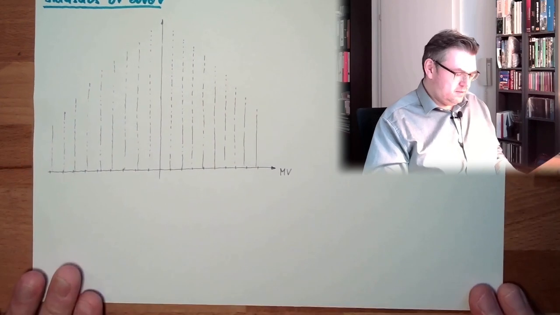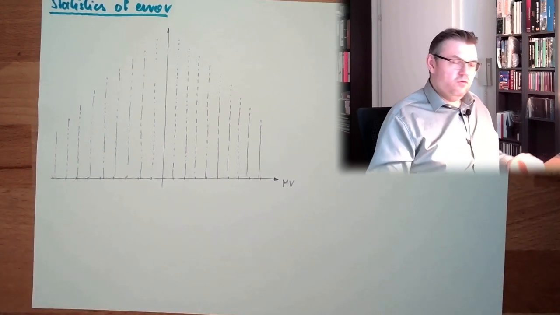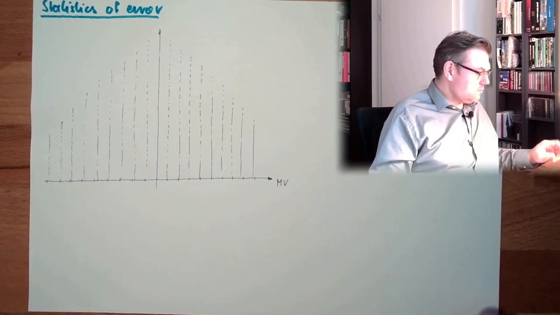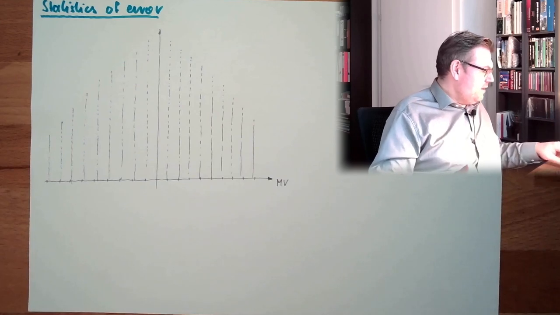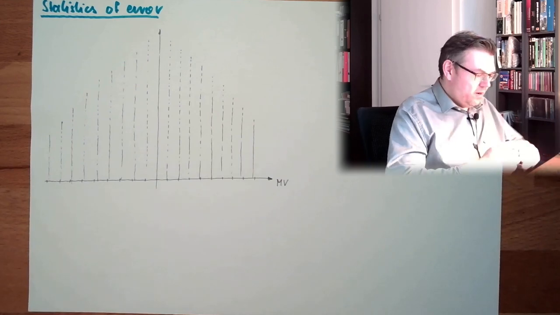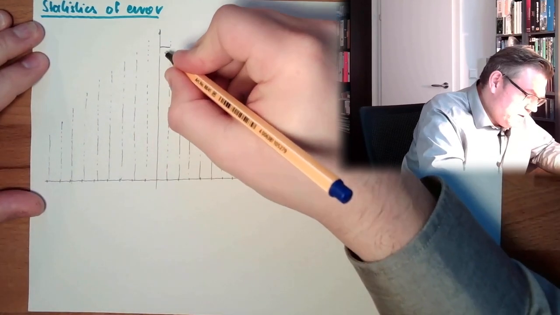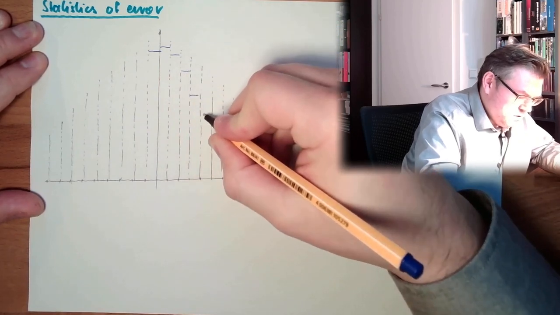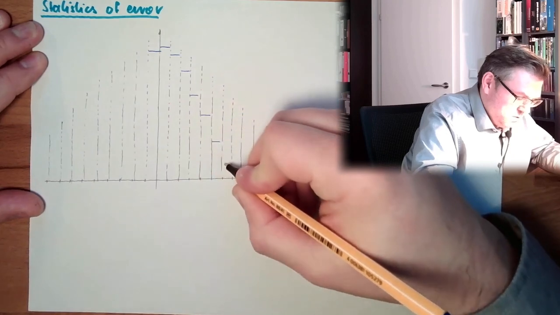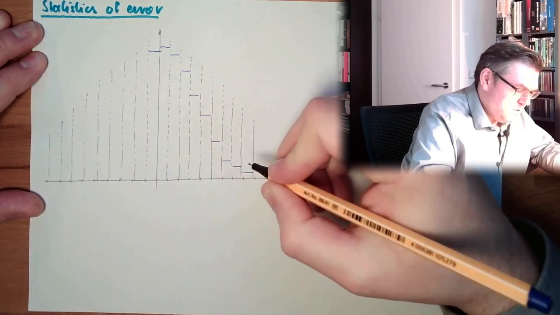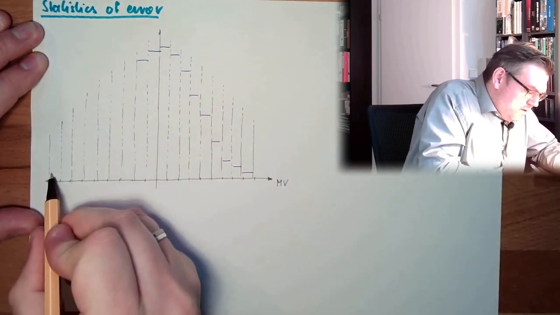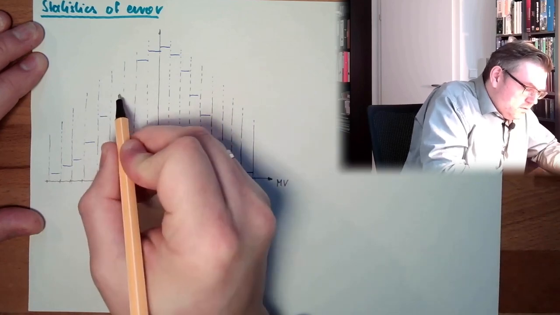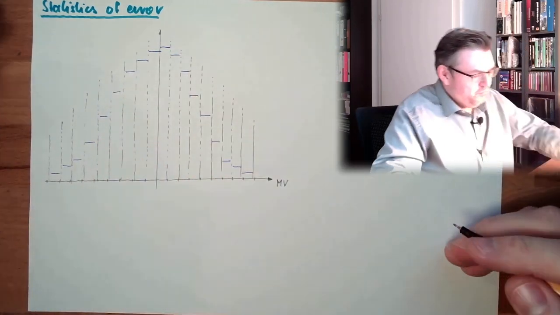All right, here are my classes. And now I start to measure. Then I get values, all right? So here maybe I have that much, here that much, and so on. Somehow those error classes fill up to a certain amount.